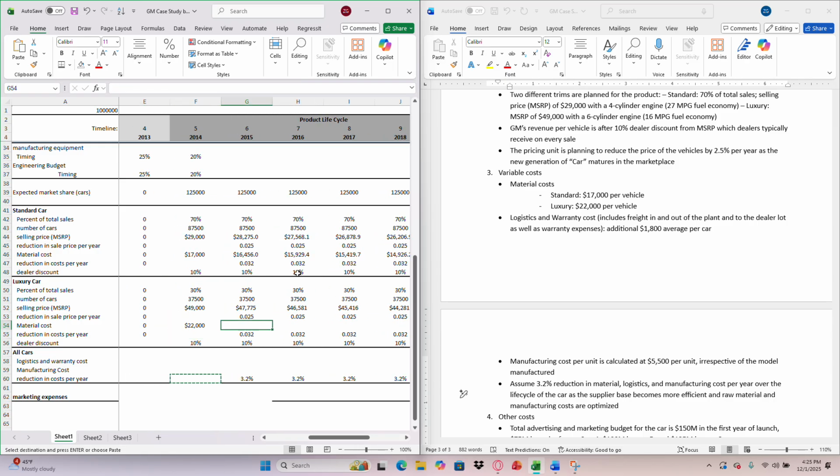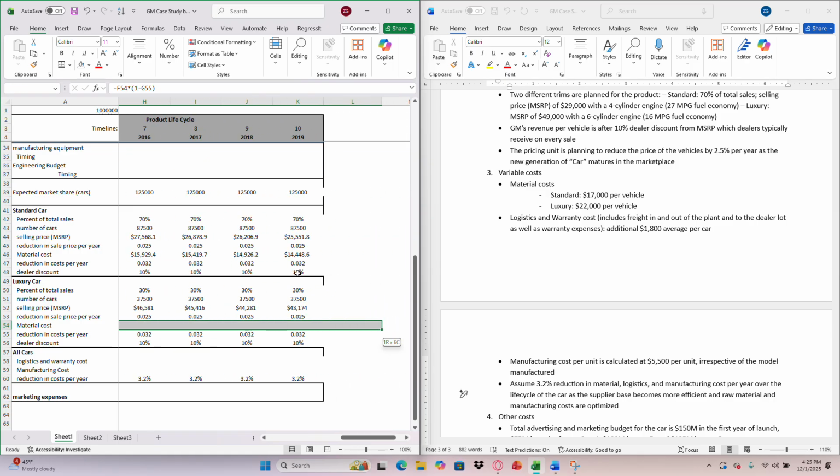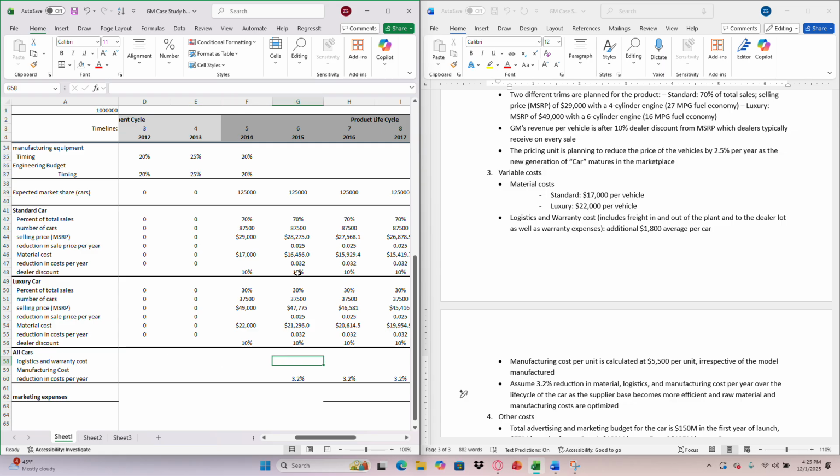We have to decrease our materials cost. So we know how to do this. We multiply it by 1 minus the rate that we are discounting it, and that's going to be that. So great. Now we have a lot of stuff done. We're almost done with our assumptions table.